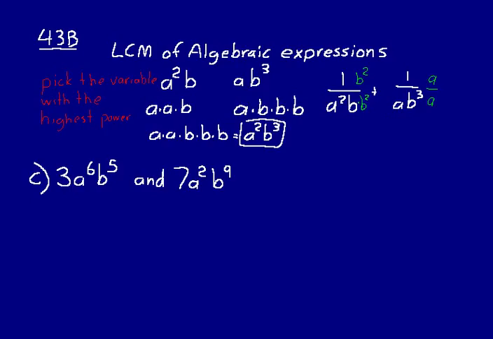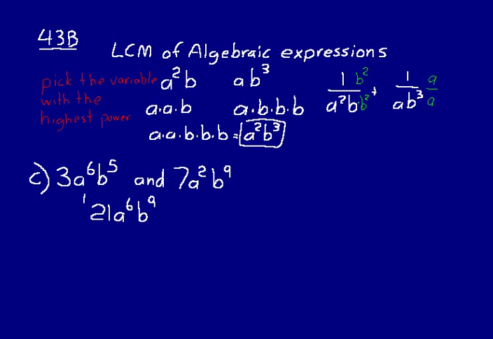So look at practice problem C. Find the least common multiple between those two algebraic expressions. Now usually on these the hardest part is finding the least common multiple for the numerical part, or the whole number part. So we have a 3 and a 7 there. Those are both prime numbers, so we would just say 3 times 7 is 21. So the coefficient will be 21. And then for the variables, it's really pretty easy. You just pick the variable with the highest power. You have an a to the 6th and an a squared, so you would pick a to the 6th. Then you have a b to the 5th and a b to the 9th, so you pick b to the 9th.